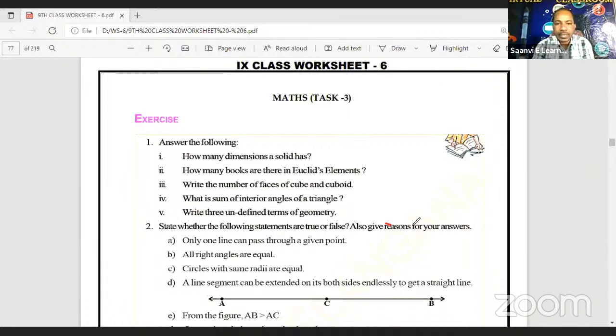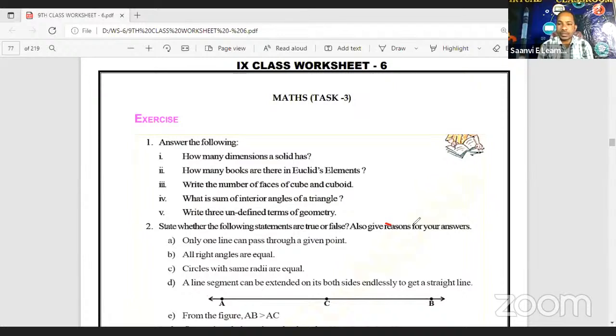So write the first answer, 3 dimensions. And the second answer, how many books are there in Euclid's Elements? 13 books. Okay. Write the number of faces of a cube and cuboid. Sir, 6 faces. Very good. In a cube and cuboid, we observe that there are 6 faces.